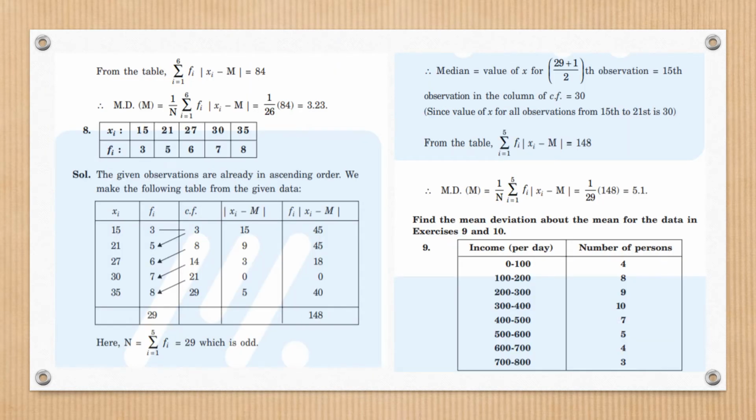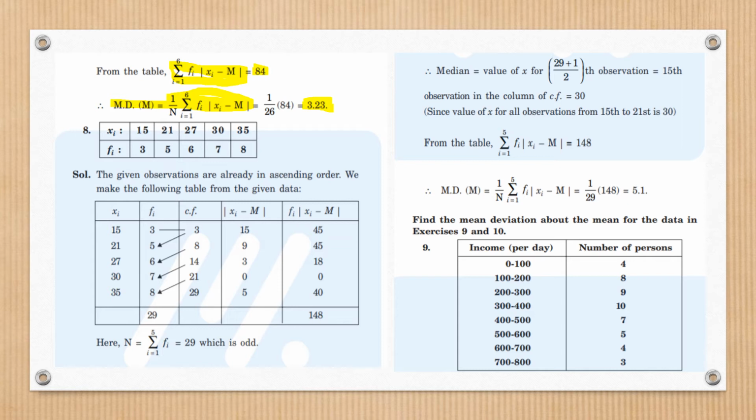Now from the table, your Fi times |Xi minus M|, you can calculate it as 84, right? As the median is calculated as 7, you can frame the table for |Xi minus M|. And your Fi times |Xi minus M| also, as we have done in the earlier question. And the mean deviation about the median will be 1 by n times this complete summation Fi times |Xi minus M|. So it is 1 by 26 times 84, that is 3.23.